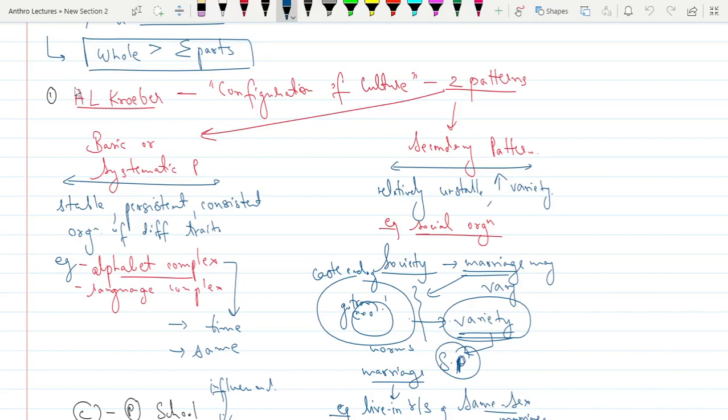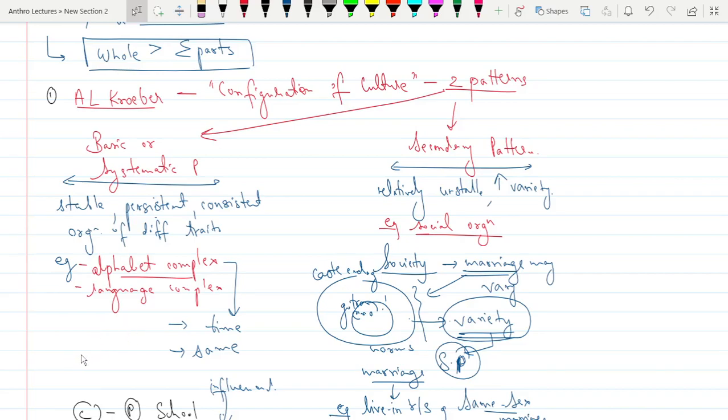So, when we talk about culture pattern, we find that A.L. Kroeber in his book Configuration of Culture considers that culture has two patterns. One is the basic or systematic pattern. For him, basic and systematic patterns are stable, persistent, consistent organization of different traits. He gives an example of alphabet complex. This alphabet complex over time has remained the same or there have been very minimal changes. For example, if we talk about the A, B, C, D, E, F, G, and the different words which have been formed from these alphabets, the vocabulary, the grammar has actually remained the same for a very long time.